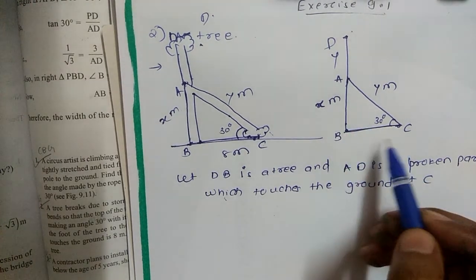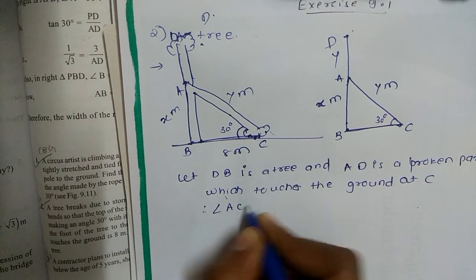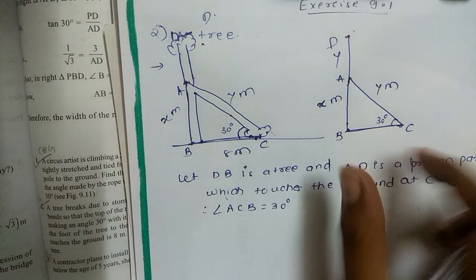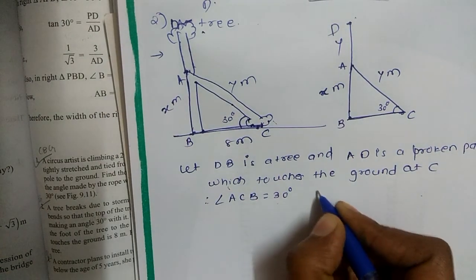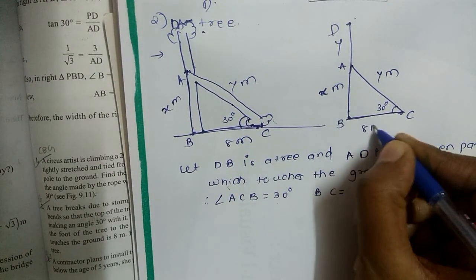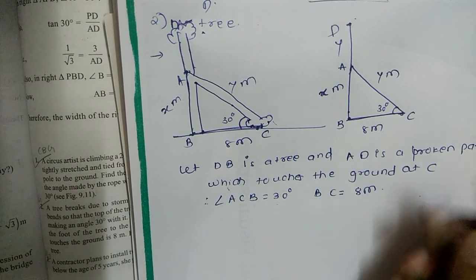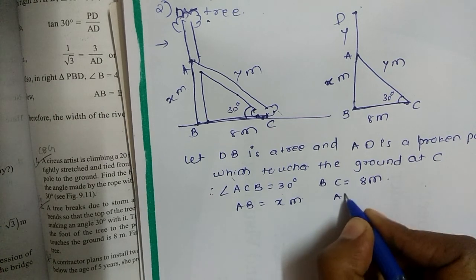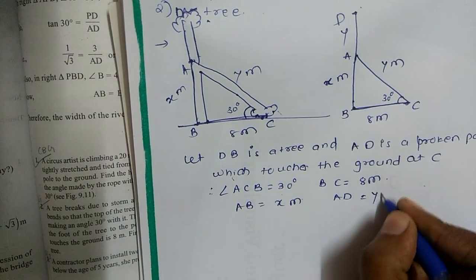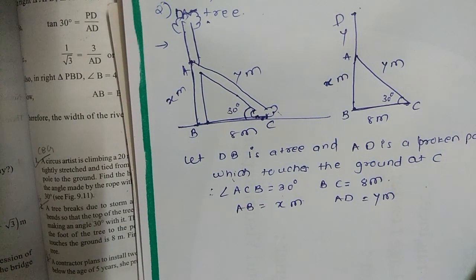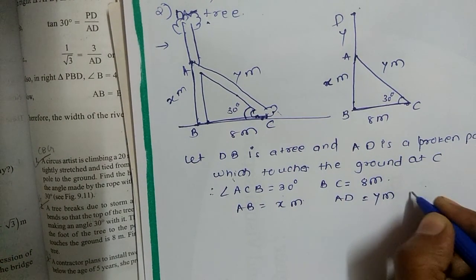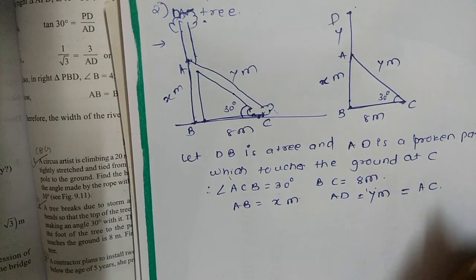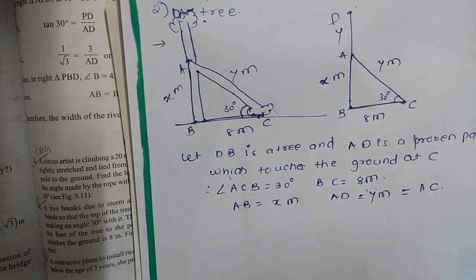Here angle ACB is given, that is 30 degrees. And BC is also given, isn't it? BC is given, that is 8 meters. We will take AB as x meter and AD as y meter. Even this AC will also be y meter because AC is nothing but the broken part, so AD equals AC equals y meter. Here you need to find out AB and AC.